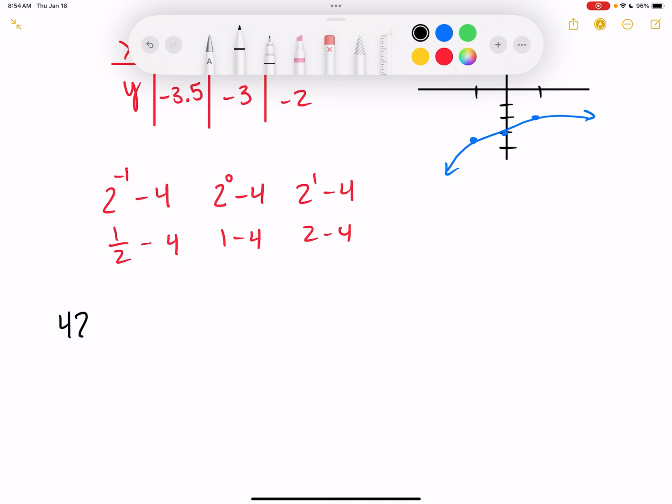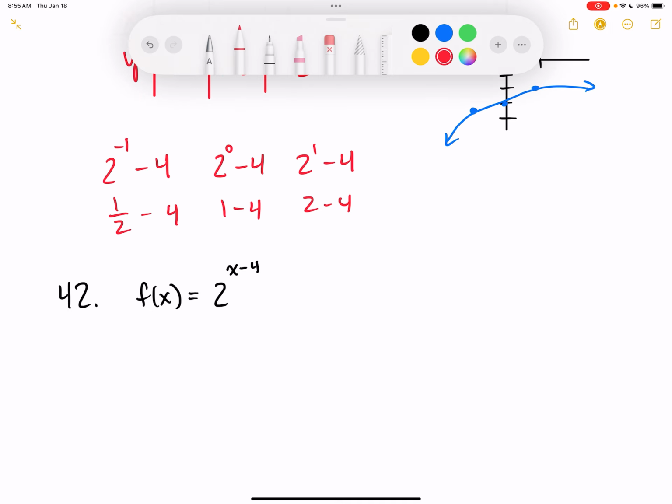Next, f of x is equal to 2 to the x minus 4. Okay, so notice that minus 4 is up in the exponent now as opposed to being down beside it. And if you ever do -1, 0, and 1 and the numbers are super weird, you can change it and pick other numbers that make it a little bit easier.